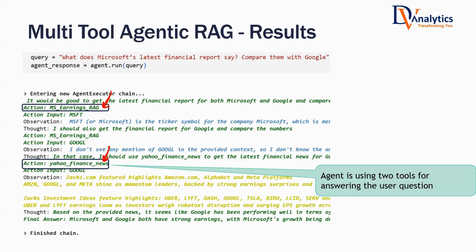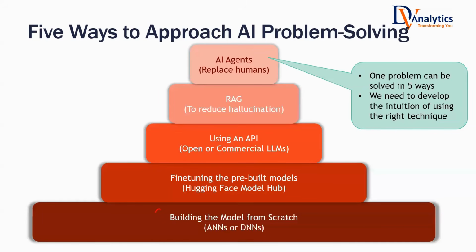There are 5 ways to solve any AI related problem. Either you can build the model from scratch.